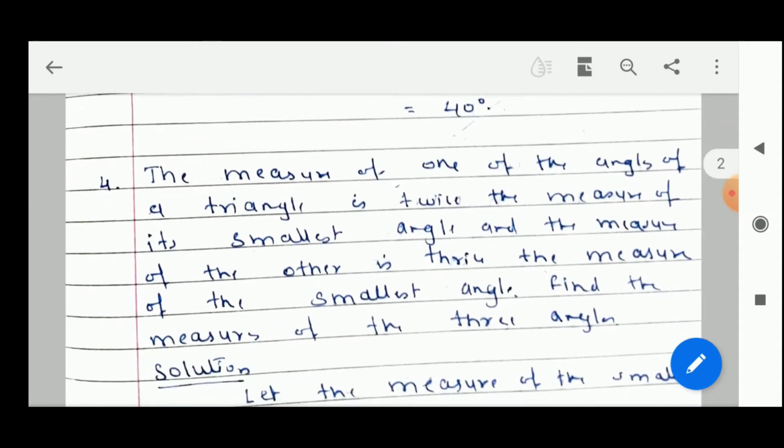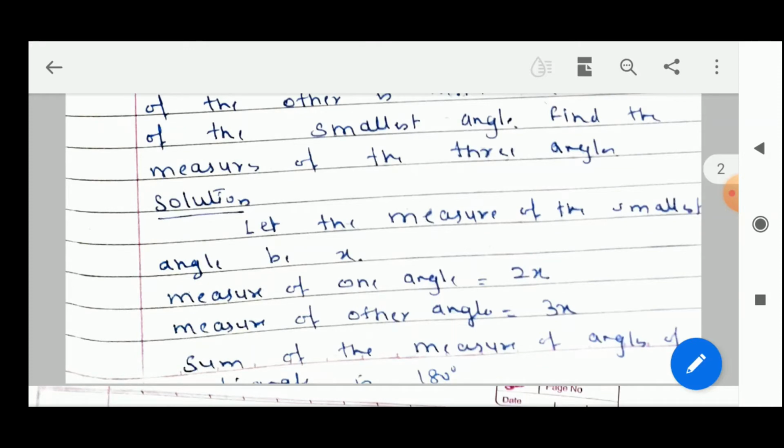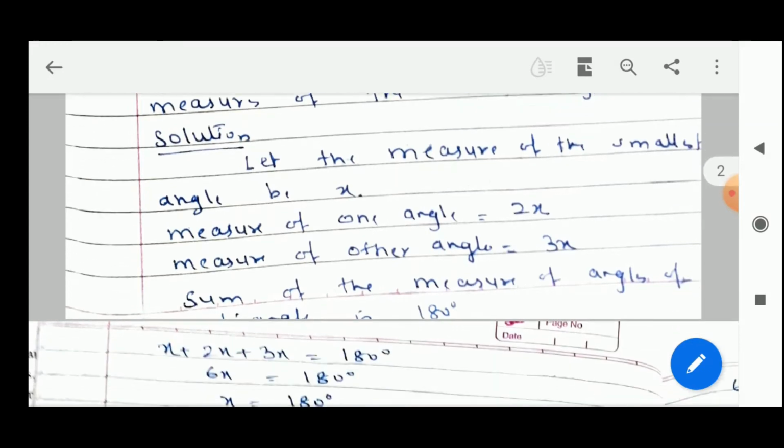Now fourth one, the measure of one of the angles of a triangle is twice the measure of its smallest angle and the measure of the other is thrice the measure of the smallest. Find the measures of the three angles. Let the measure of the smallest angle be x, the measure of one angle is 2x, and the measure of the other angle is 3 times the smallest angle, means 3x.